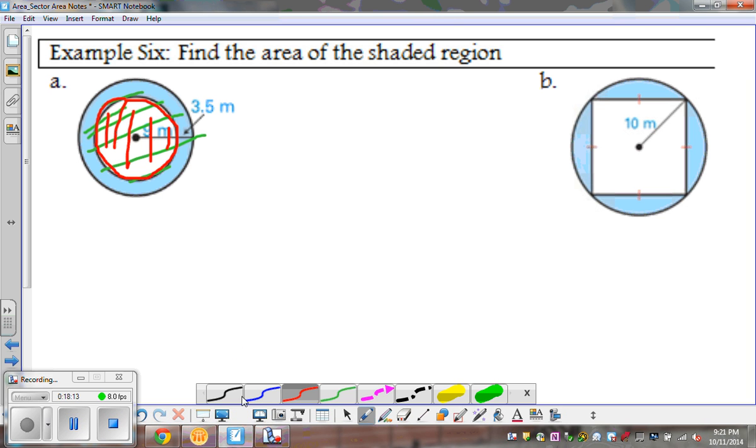So the way we're going to write this is: the area of my big circle minus the area of my little circle.